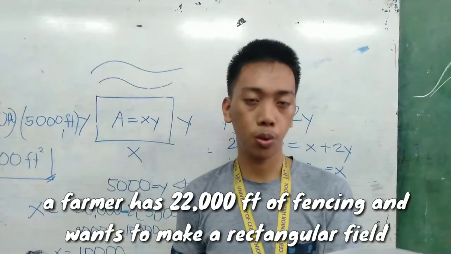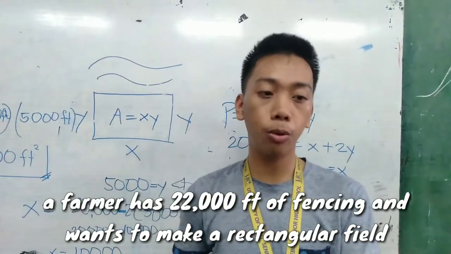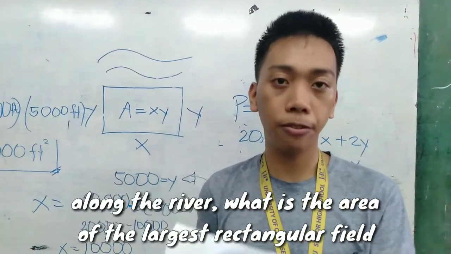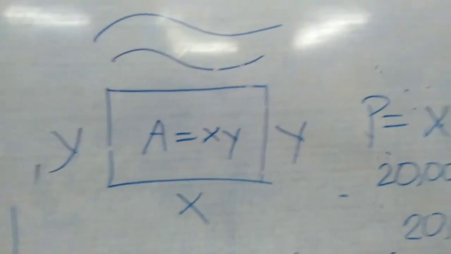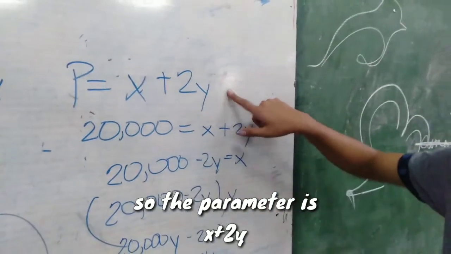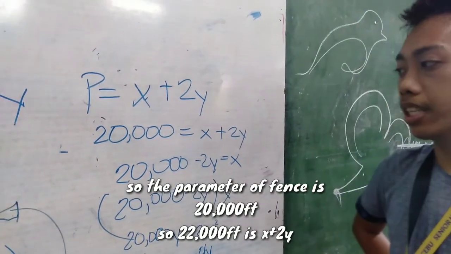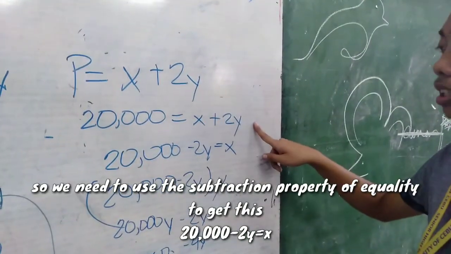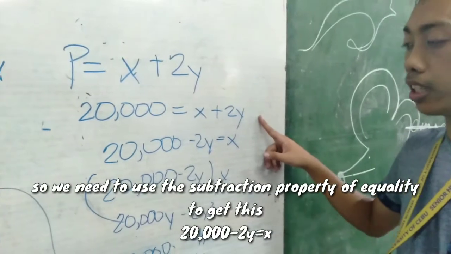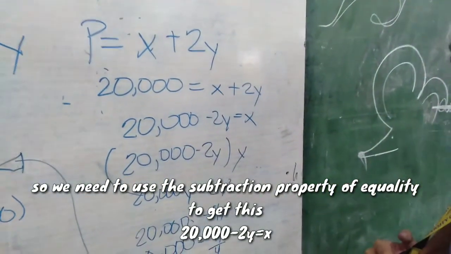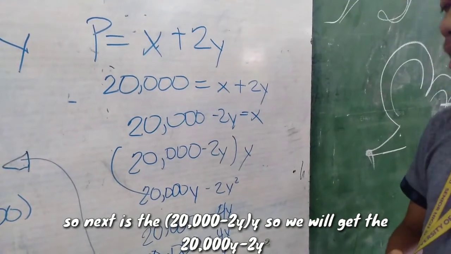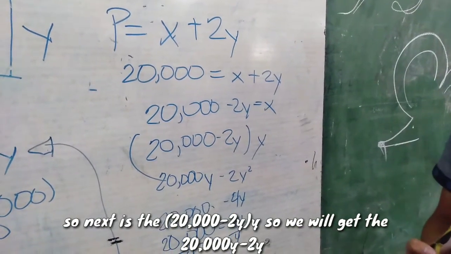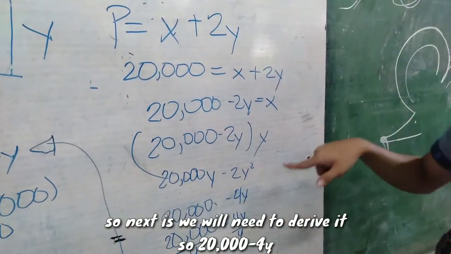So example number 2. A farmer has 20,000 feet of fencing and wants to create a rectangular field along the river. What is the largest area of the rectangular field? So the perimeter is x plus 2y. The perimeter of the fence is 20,000 feet. So 20,000 feet is equal to x plus 2y. We need to use the subtraction property of equality to get 20,000 feet minus 2y is equal to x. So next is the quantity of 20,000 feet minus 2y times y. So we will get 20,000y minus 2y squared. Next we need to derive it.